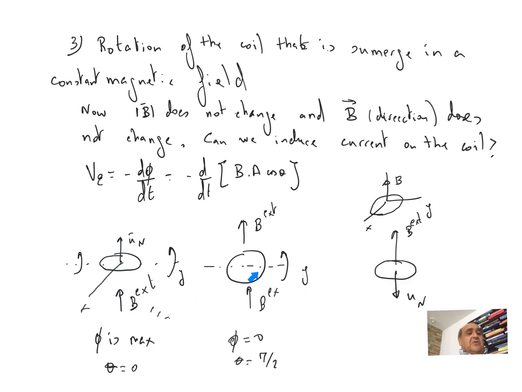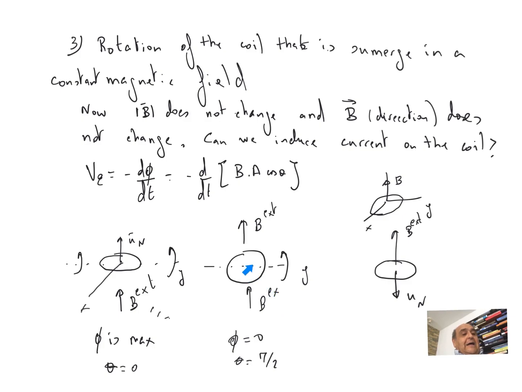So in this situation, the loop has rotated 90 degrees, so the angle has rotated 90 degrees, and now the flux is 0. The flux is 0 because nothing is crossing the surface. The surface is not being crossed through. It's just tangent to the surface, so there is no flux.